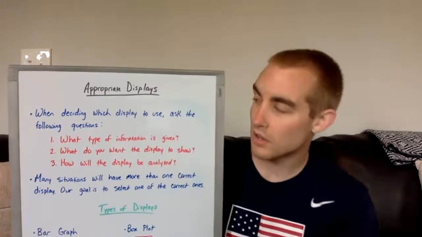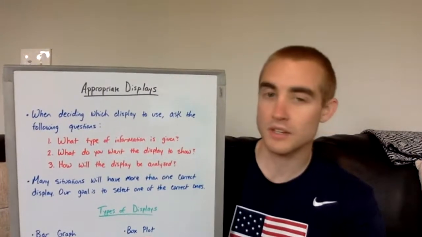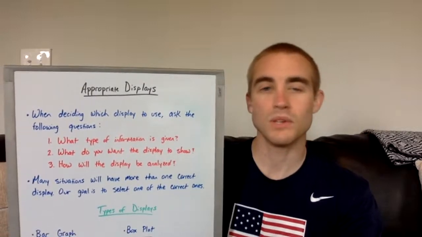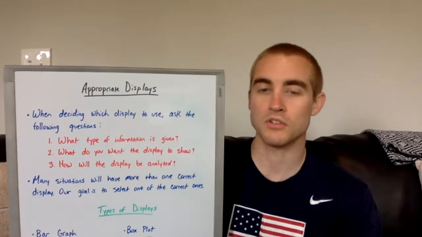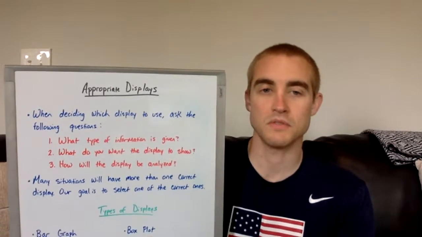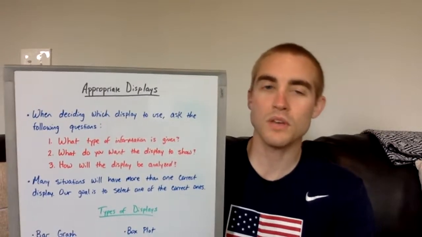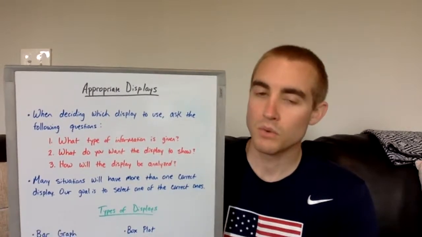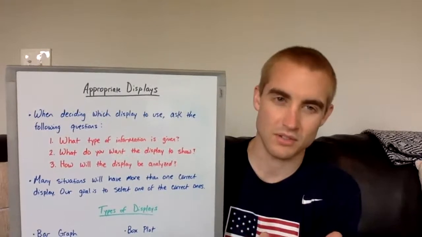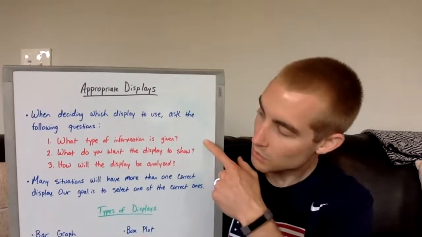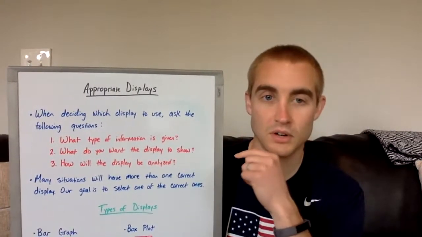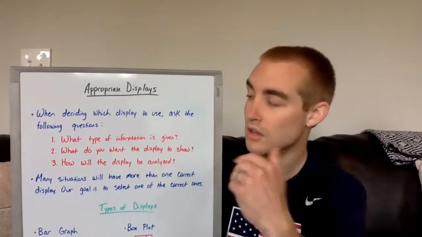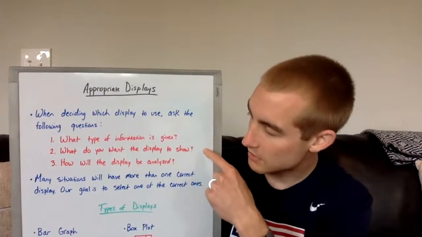So first of all, we're going to be displaying different statistics, and our goal is to decide what's the best way to do that. I'm going to show you here in a second the different types of displays we have. But whenever we have to decide what type of display we want to use, we're going to ask ourselves 3 questions. The first question is, what type of information is given? Are they percents? Are they just numbers? Are we trying to compare?